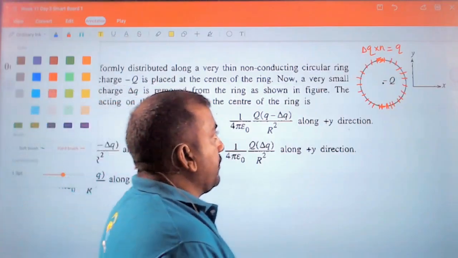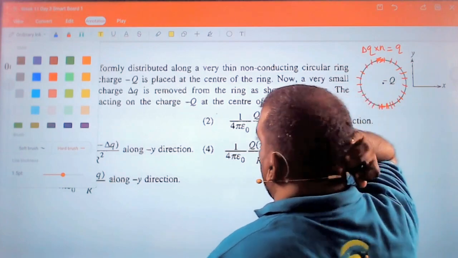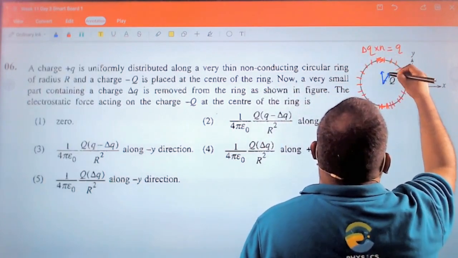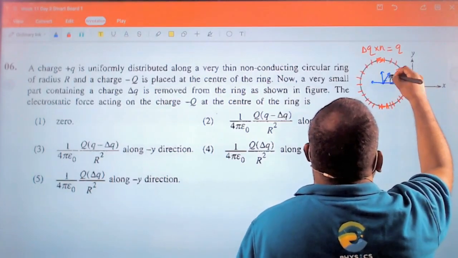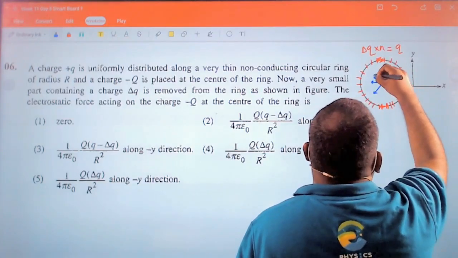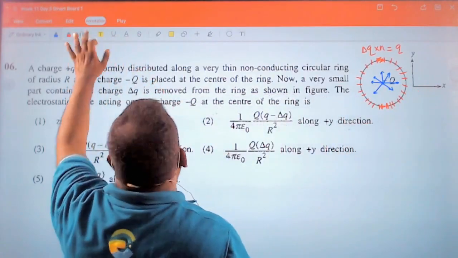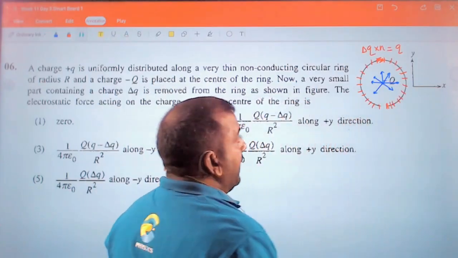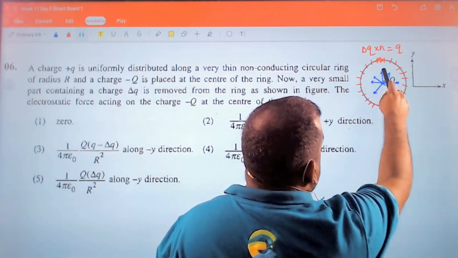So if I take the electric force acting on minus Q. Negative, positive, attractive. Negative, positive, attractive. This side also negative, positive, attractive, cancel off. Negative, positive, attractive, cancel off. This side negative, positive, attractive. Here negative, positive, cancel off. What doesn't cancel off is the one there. All other forces will cancel off except this.